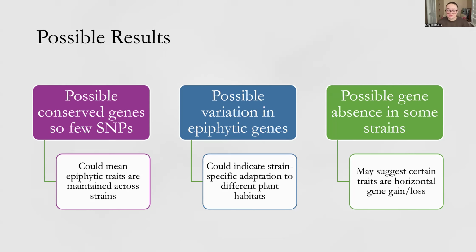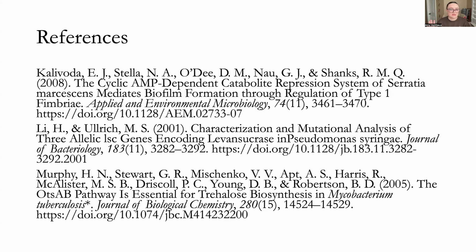And also, a possible result could be gene absence in some strains, which means that maybe these genes were acquired through horizontal gene transfer. And then we have a better understanding of how these genes come to be and how their behavior comes to be. And so, with that, these are the references that I used, and that concludes my presentation.